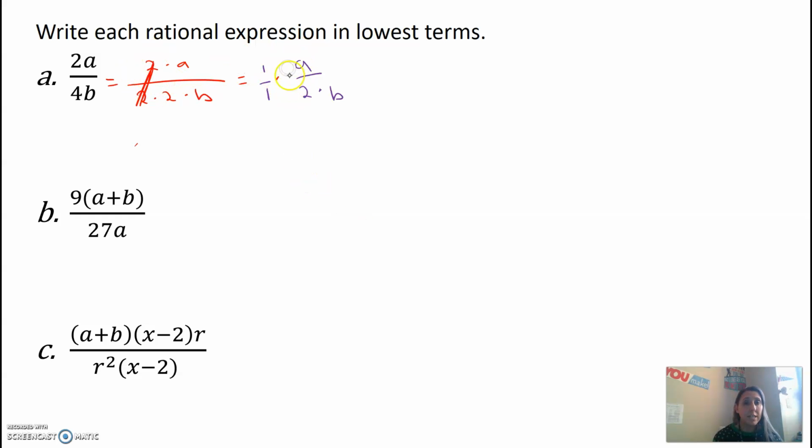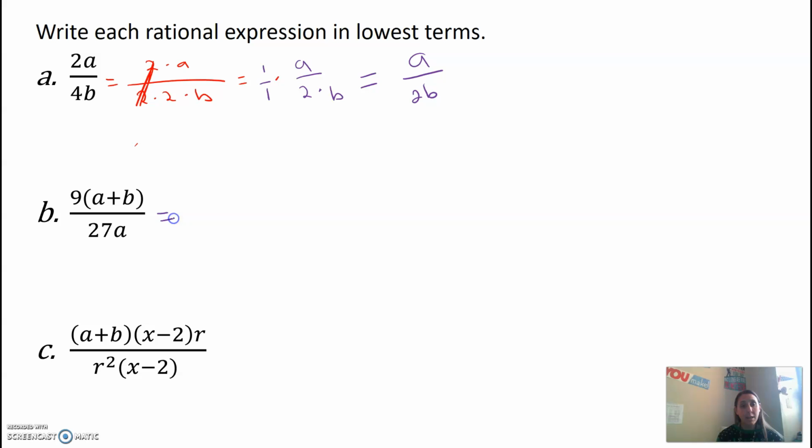So we end up with 1 over 1 times A over 2 times B. So 1 over 1 simplifies to just 1. And we can say 1 times A is A, and 1 times 2 times B is 2B. So that simplifies to A over 2B.